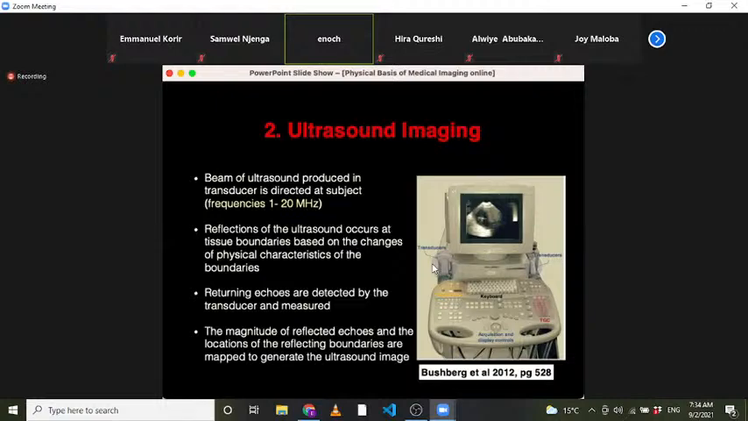The echoes are detected by the transducer and measured, and the magnitude of the reflected echoes and the location of the reflecting boundaries are mapped to generate the image. Okay, so like what we have. When we have a stronger echo coming back, it will appear brighter. When we do not have any echo, it will be black, or when it is a weak echo, it will be dark, dark gray.